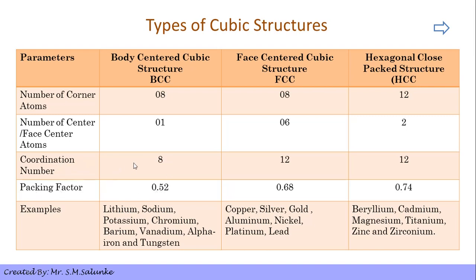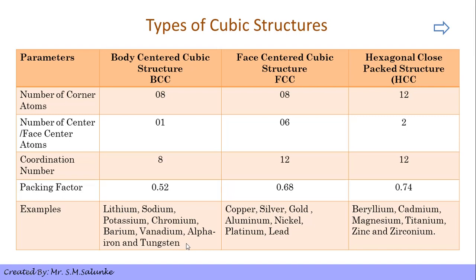You will definitely get an easy type of question, a 1 mark type of question on these topics. Like you will be asked what is the coordination number of BCC and you will be given 4 options. So all you have to do is remember the number. You will not be asked to explain what coordination number is or what packing factor is. You just have to remember the numbers. Similarly, now let's understand the examples. The examples are lithium, sodium, potassium, chromium, barium, vanadium, molybdenum and tungsten.